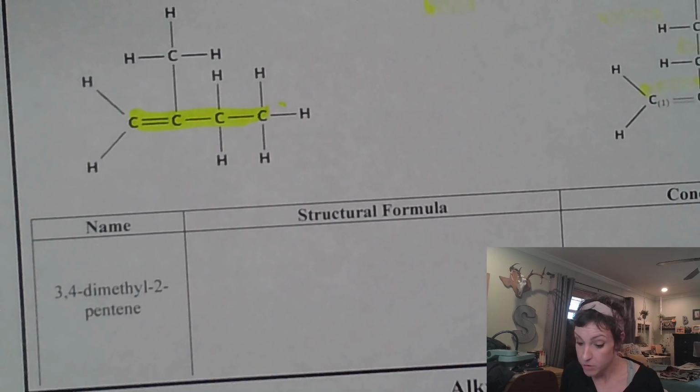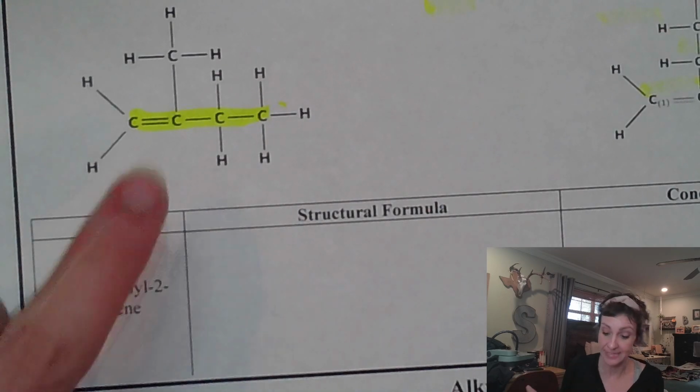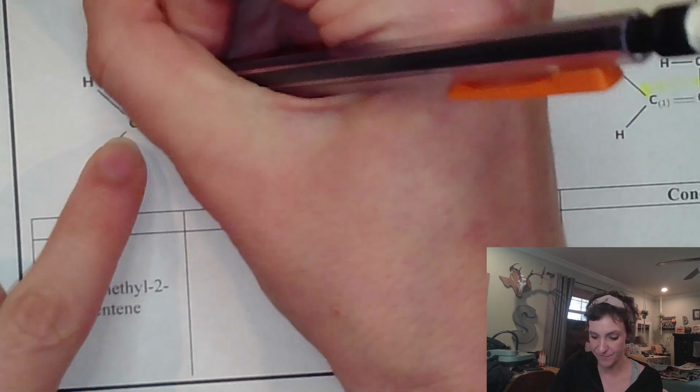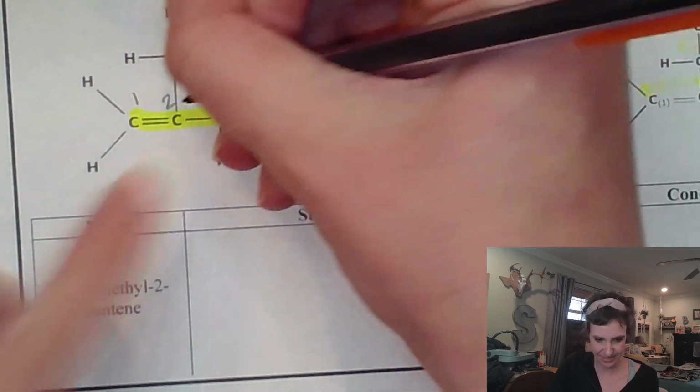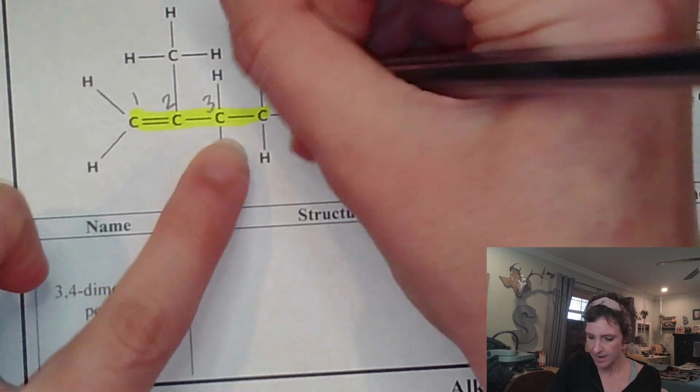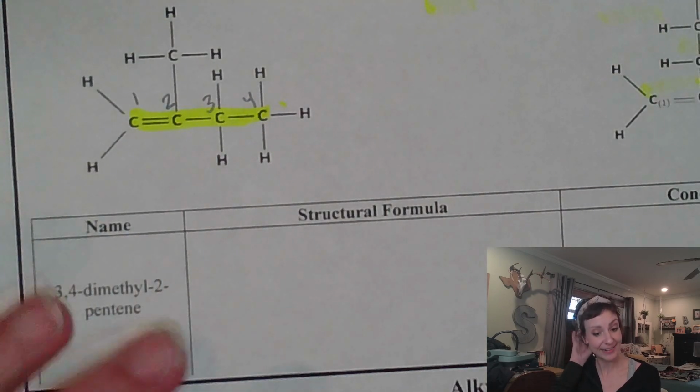Okay, so now we are ready to establish our numbering system to figure out which carbon is going to be carbon number 1. Well, carbon number 1 has to be the one closest to the double bond. It's got to be this one. So this is my first carbon. That's my second carbon. That's my third. And that's my fourth.